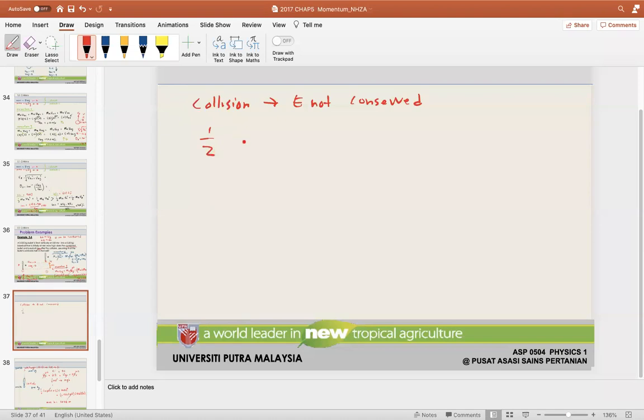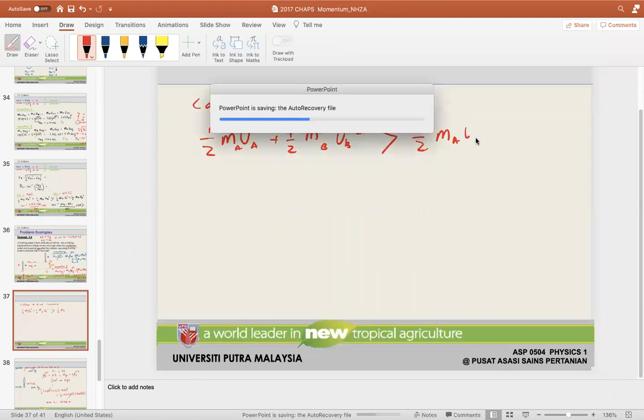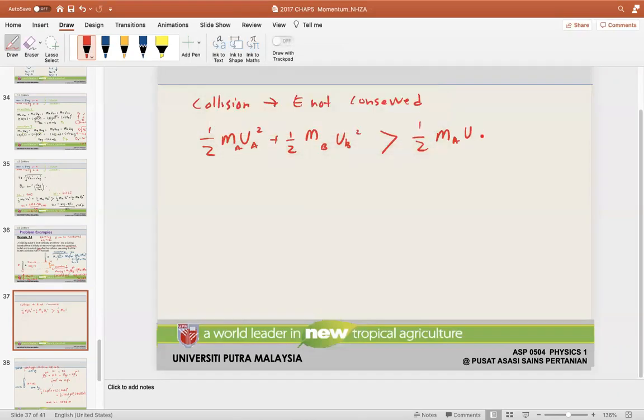Collision, E not conserved. Okay, so this means that our 1 over 2 M A U squared plus 1 over 2 M B U squared is greater than 1 over 2 M A V squared. E is not conserved. This is not U, this is V. Okay, so saya rasa awak confused kot. Sekejap. Dia combine, saya silap. Combine M B kan V squared. So in this situation, the energy is not conserved. This is during collision tau. During collision.